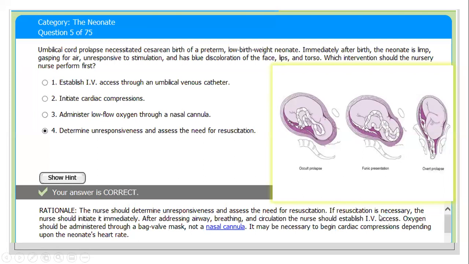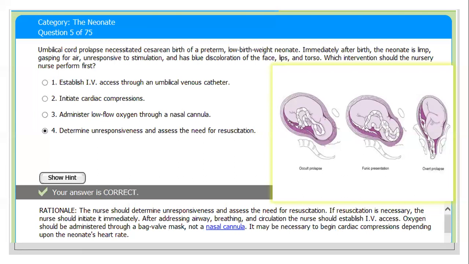If resuscitation is necessary, the nurse should initiate it immediately, and after addressing airway, breathing, and circulation, the nurse should establish IV access, right? And oxygen should be administered through the bag valve mask, not a nasal cannula. It may be necessary to begin cardiac compressions depending upon the neonate's heart rate.